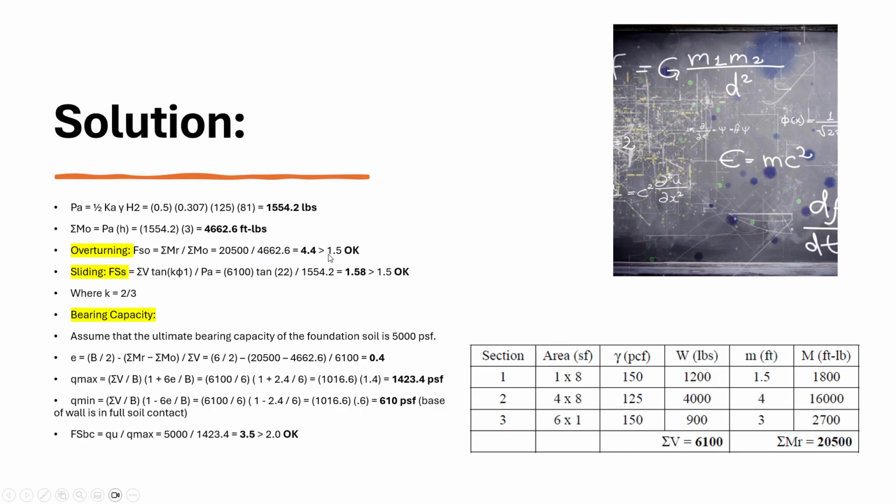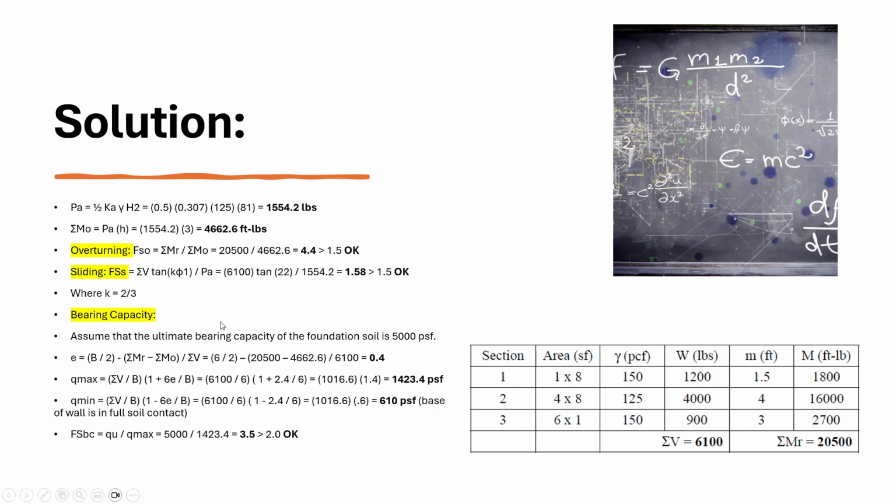And if you remember, we mentioned that the overturning factor needs to be more than 1.5, so that is good here. And for the sliding, if you just put those values that we did the calculation for and replace them in the formula, it needs to be more than 1.5, that again it happened. And also we have the other calculation to see if the bearing capacity is okay or not okay.